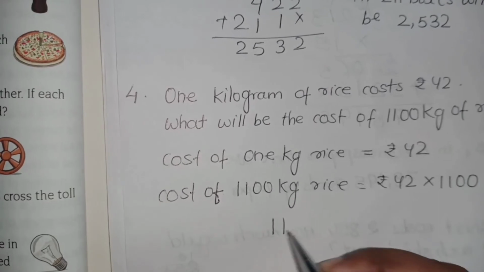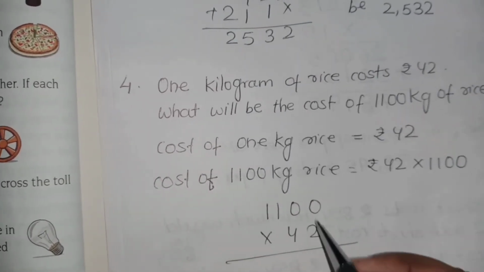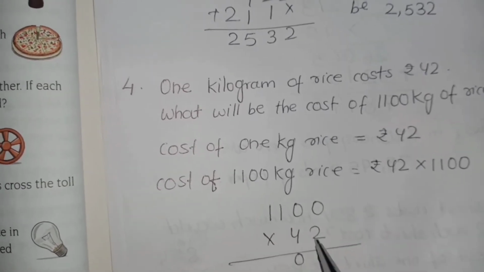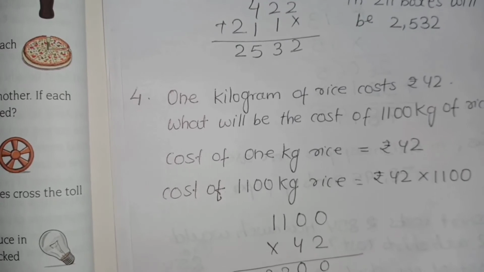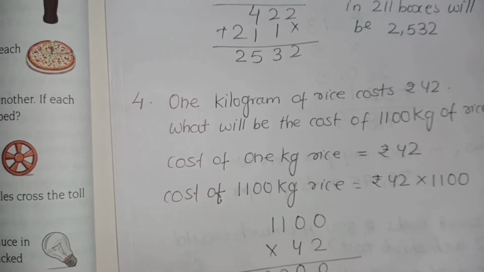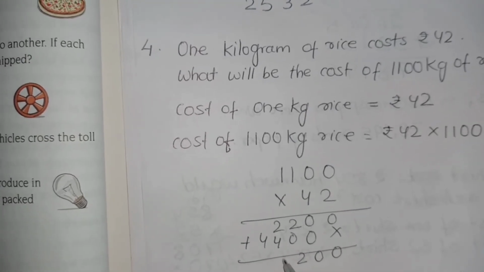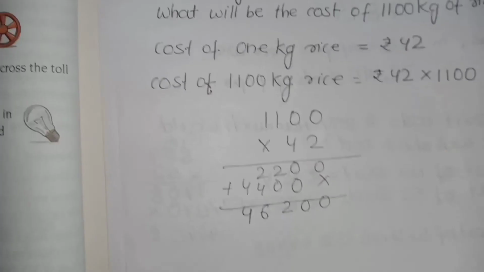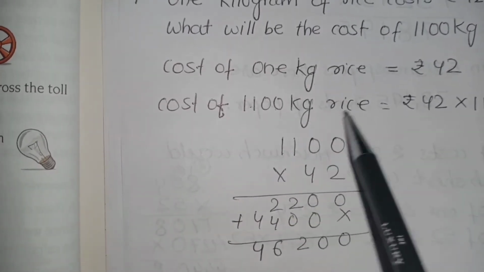Now what we will do? We will multiply. We will write this on top. 42 will write down. 2 zeros are 0, 2 zeros are 0, 2 ones are 2, 2 ones are 2. 4 zeros are 0, 4 zeros are 0, 4 ones are 4, 4 ones are 4. Now let's add it. 0, 0, 2, 4 plus 2 is 6, 4. So done. So what is the cost of 1100 kg rice?